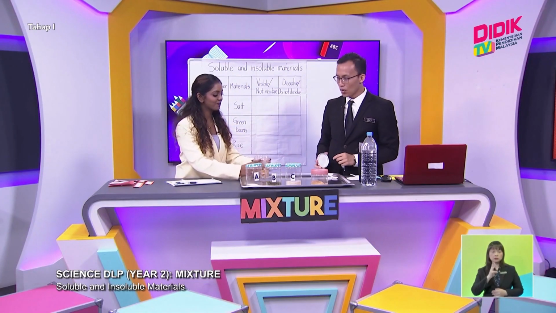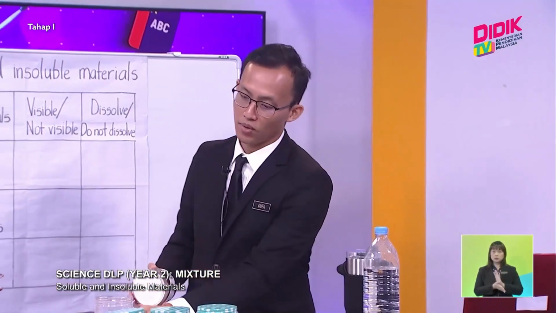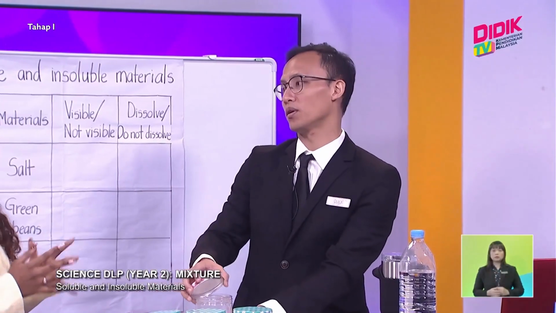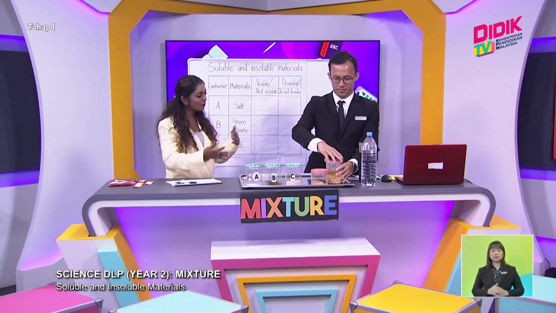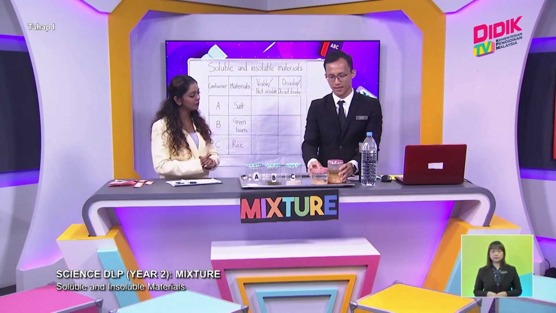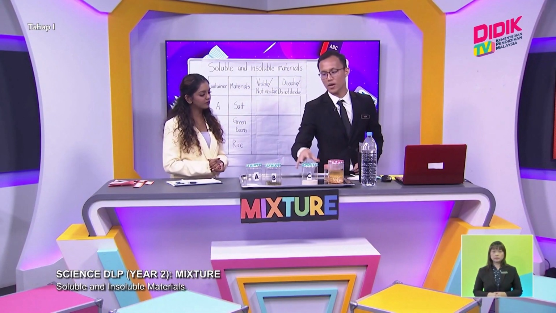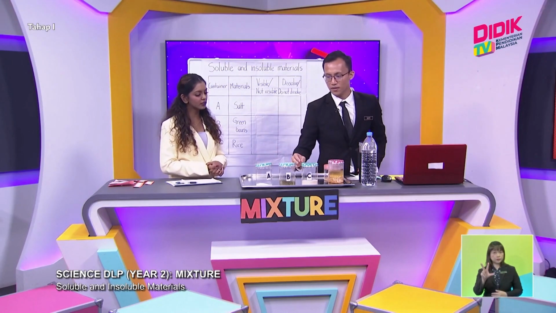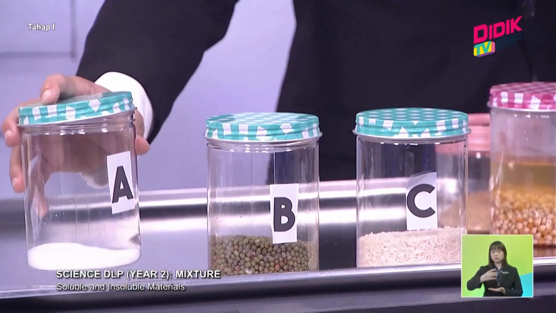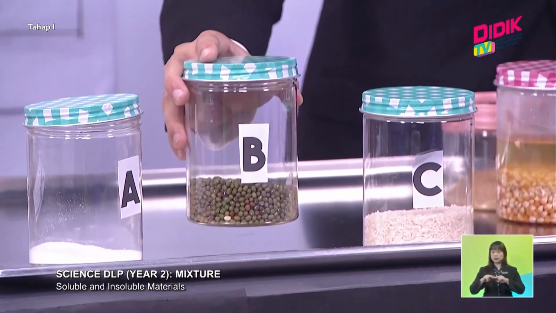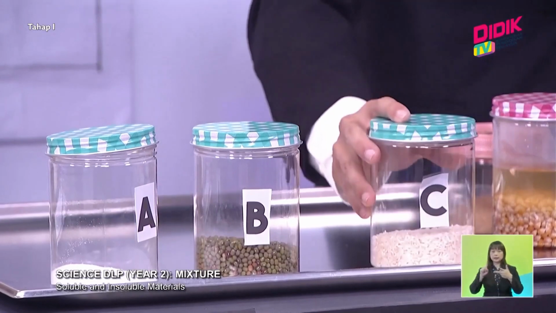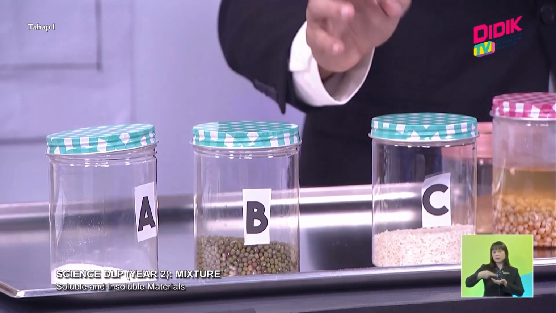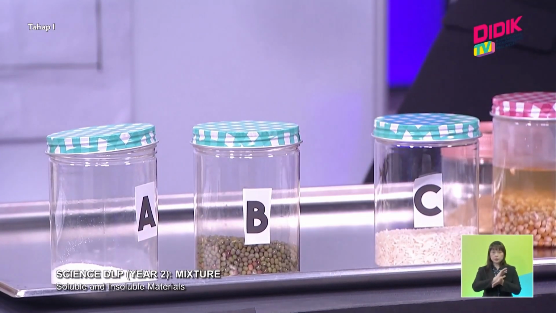Okay, so why don't we test it on a few more materials, so people also understand a little bit more about soluble and non-soluble. Yes, please, let's do it. In front of us here we have 3 containers. The first container contains salt, the second container contains green beans, and the third container contains rice.